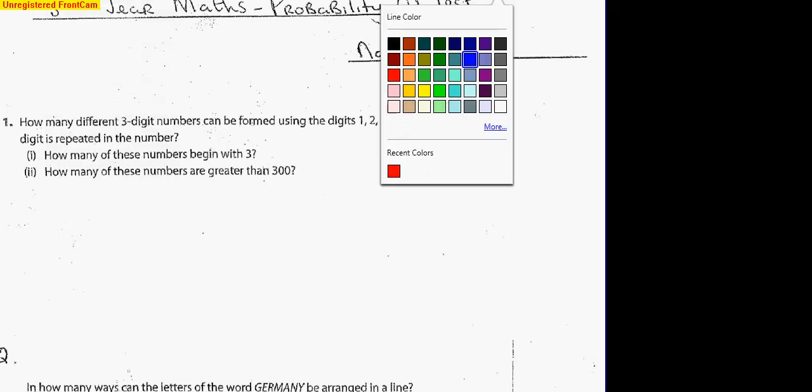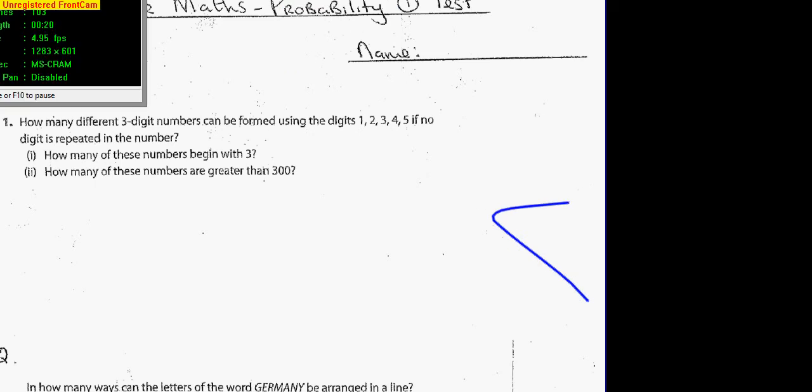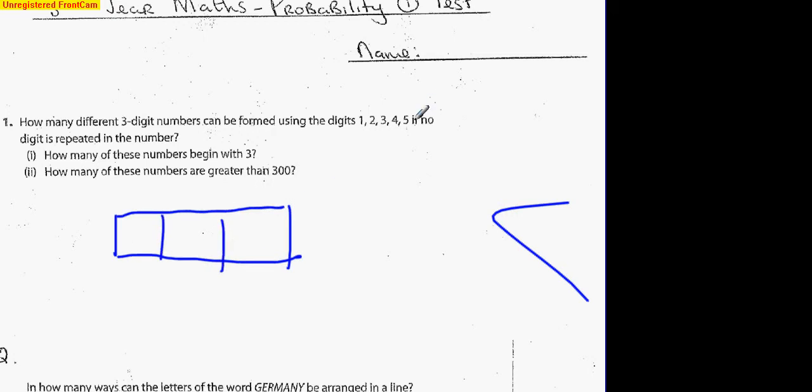How many three-digit numbers can be formed using the digits 1, 2, 3, 4, 5? So when you're doing a question like this, what you've got to remember first and foremost is how many digits you have to use at the start, okay? Alright, so basically to do this question, you draw 3 boxes, one to represent each number you're going to use. The first question is if no digit is repeated in the number.